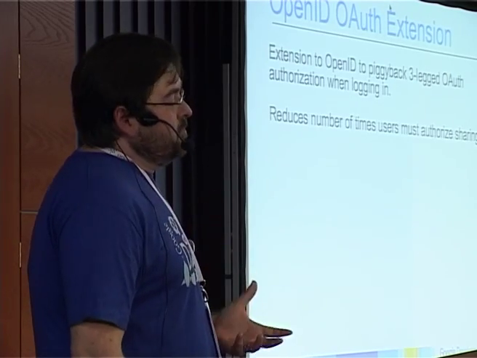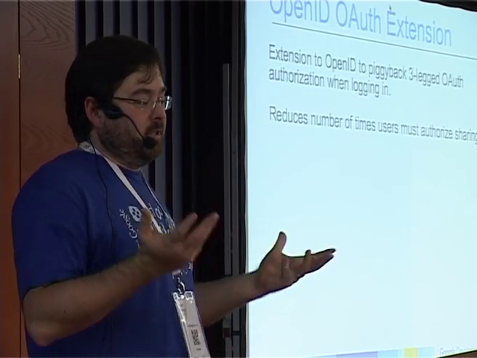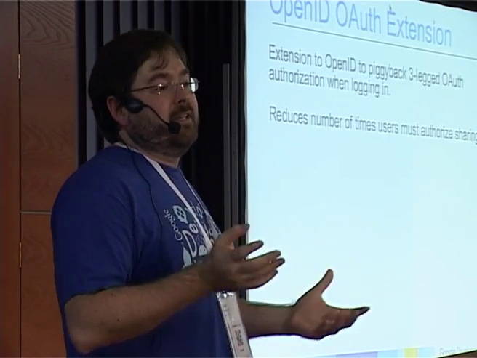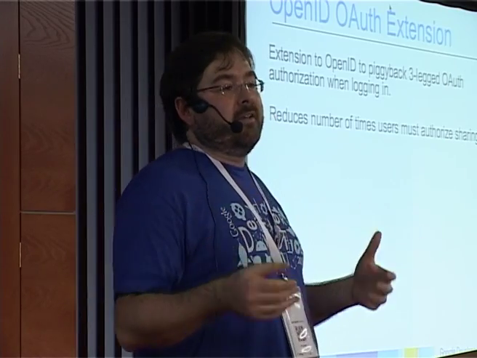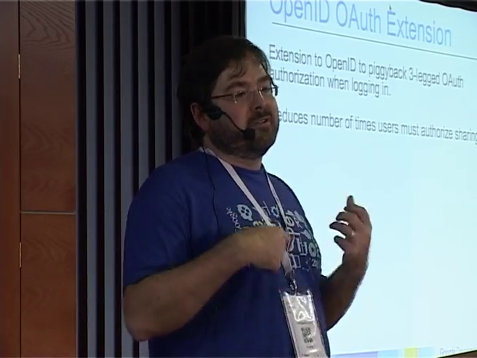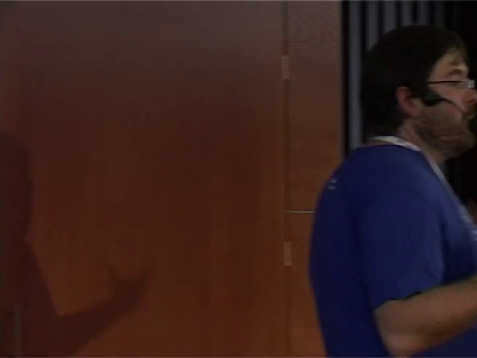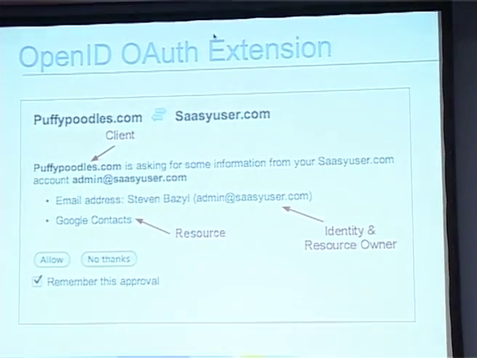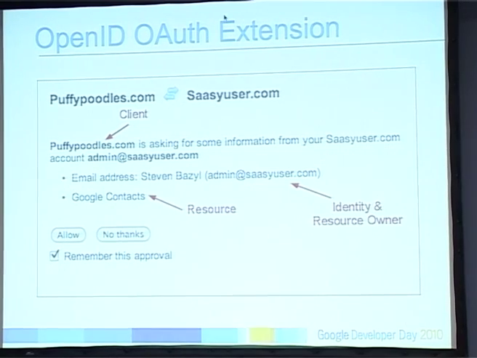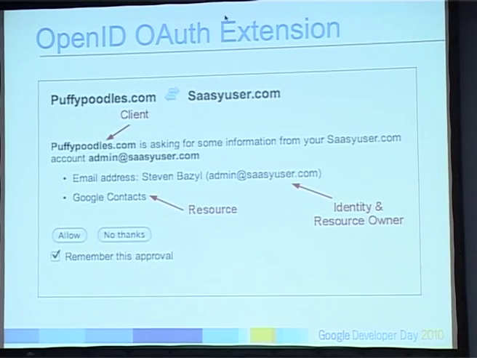So there's actually an extension that lets you piggyback the three-legged OAuth request for an authorized request token inside an OpenID logon. The reason for doing this is basically just to avoid having the user acknowledge that they trust your app twice. What the user sees is really just a combined authorization screen. In this case, you can see, again, the client identified, the resources, and both the identity of the user that they're sharing and also a representation that they're the owner of the contact data.